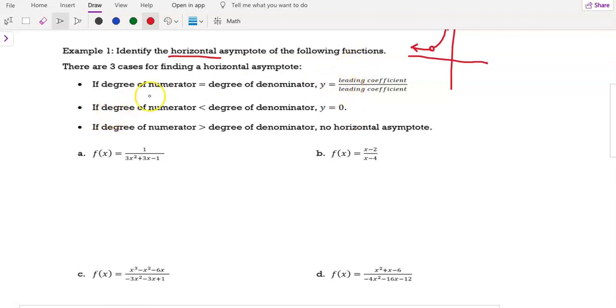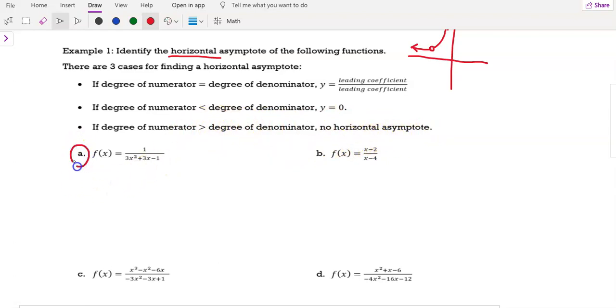If the degree of the numerator is less than the degree of the denominator, the horizontal asymptote is y is equal to 0. And if the degree of the numerator is greater than the denominator, then there's no horizontal asymptote. So let's look at a couple examples.